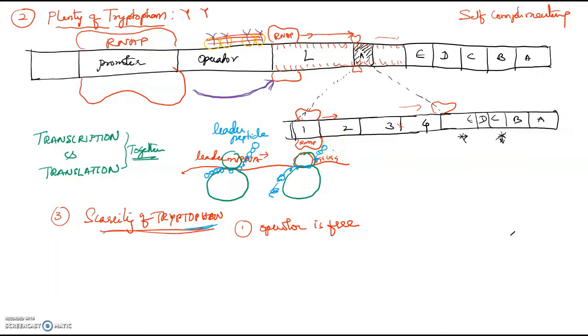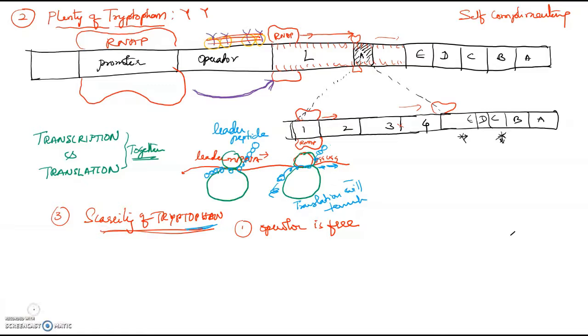When there is no tryptophan, these codons, when the ribosome comes here, there is no tryptophan. What will happen? Protein synthesis, or translation, will terminate. Why? Because the ribosome cannot go further. UGG codes for tryptophan, and there is no tRNA for tryptophan, because there is no tryptophan. Now the ribosome will halt here.